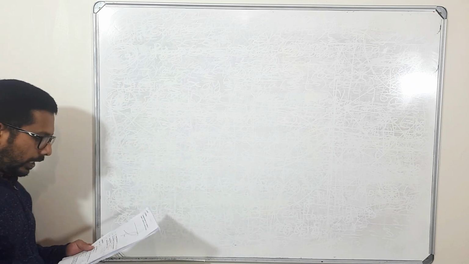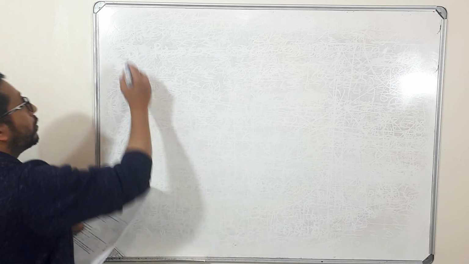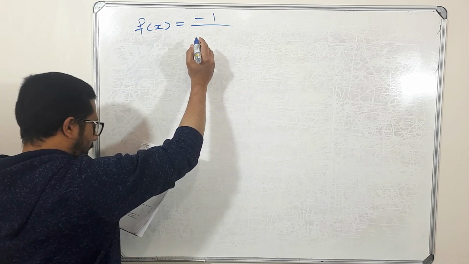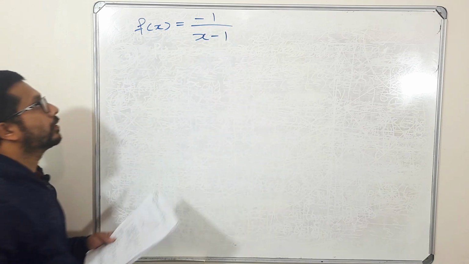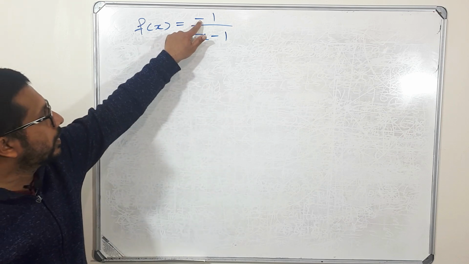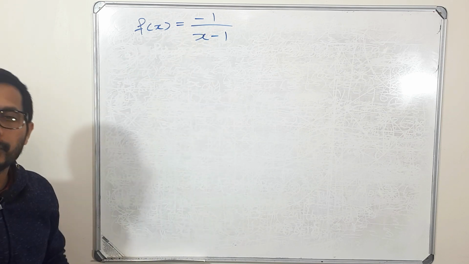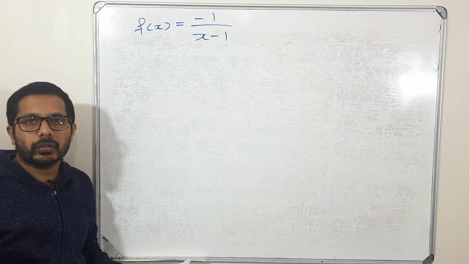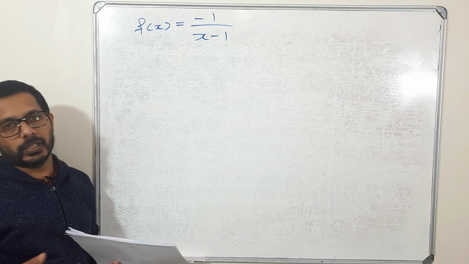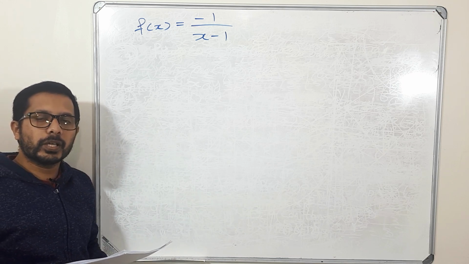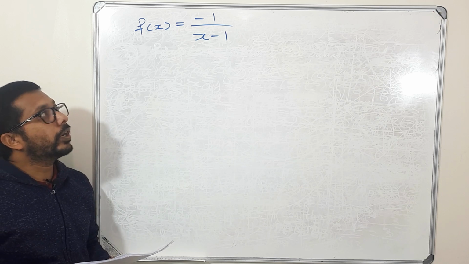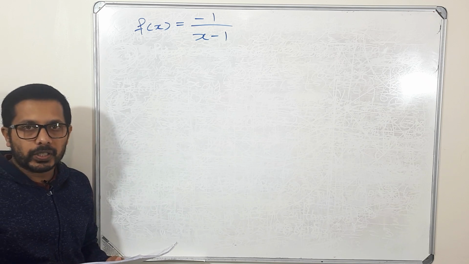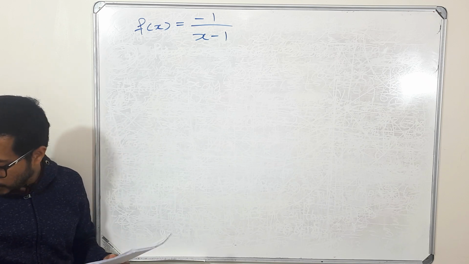Question number 5. Given f of x is equal to minus 1 divided by x minus 1. So there is a function given like this. What type of function is that? Is it a linear function, a quadratic function, a hyperbolic function or an exponential function? What do you say about that? Minus 1 divided by x minus 1. Of course, that is a hyperbolic function. Why is it a hyperbolic function? Because look at this one.